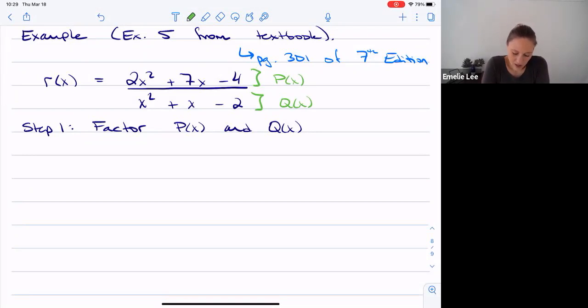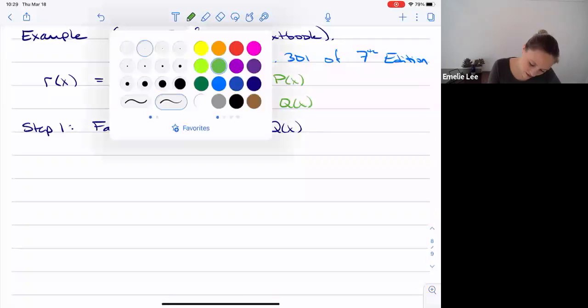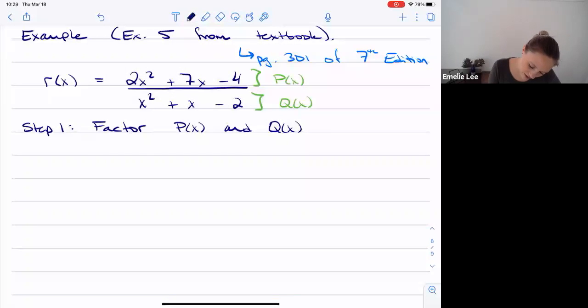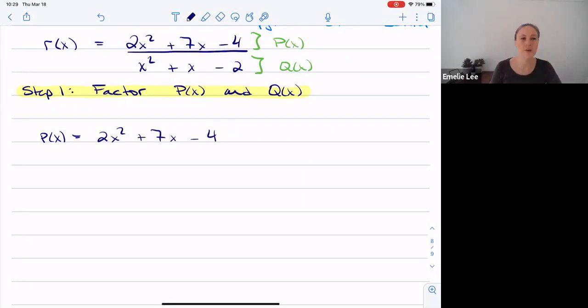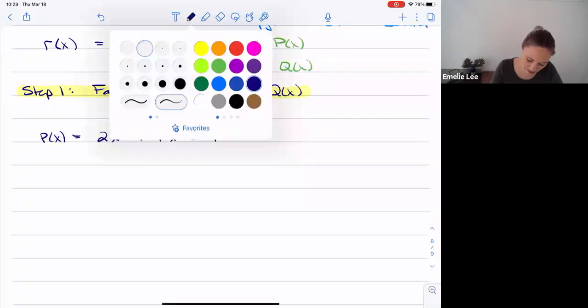So I've got two quadratics. So I know how to factor those, right? Because we spent quite a bit of time doing that earlier. And I want to highlight my steps as I go along here. So P of X is 2x squared plus 7x minus 4. Now, remember, this is a quadratic.